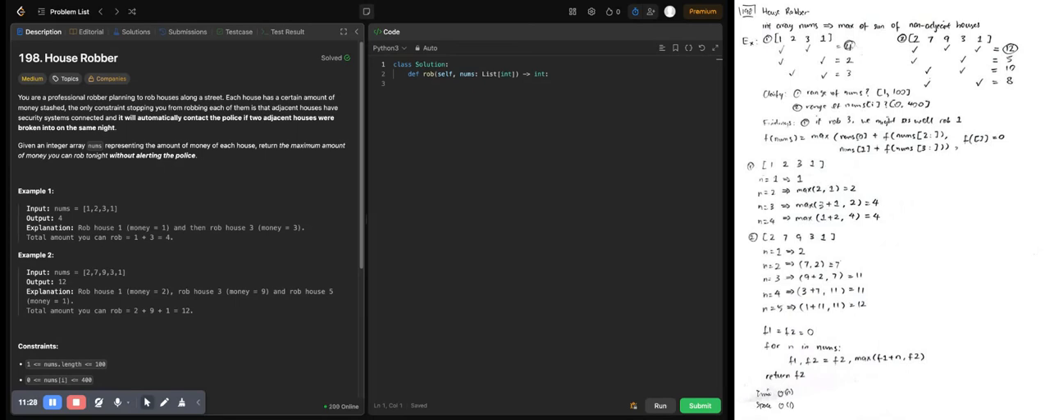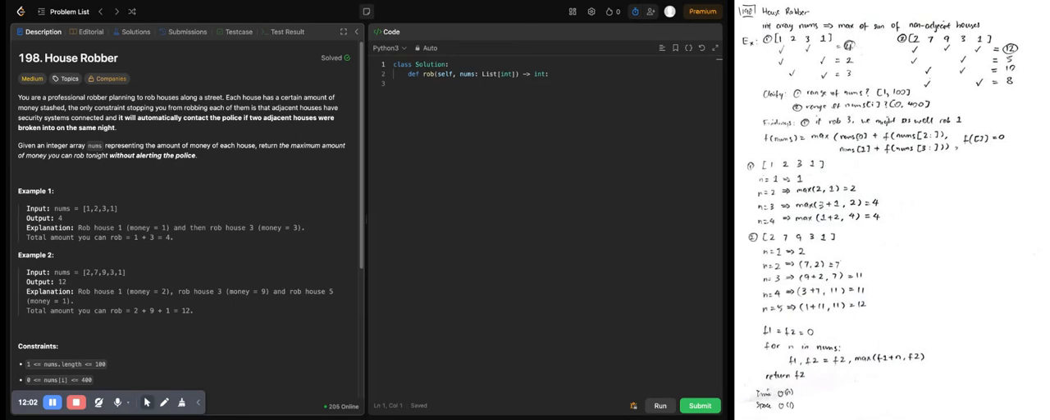So if n is 1, then we could rob house 1 only, which is 1. Okay, I think let's write down the base case as well. F of empty list is 0, because there is no house to rob.